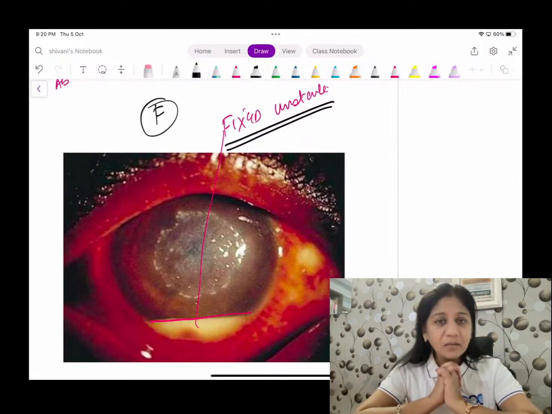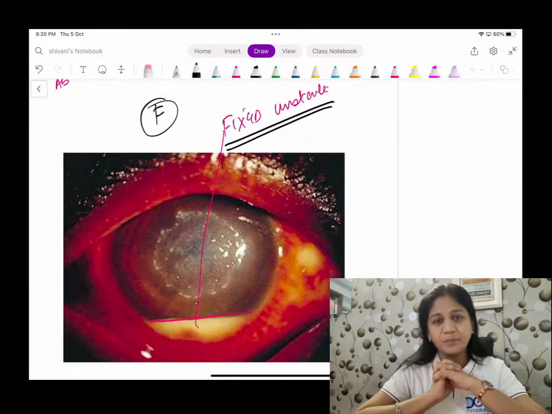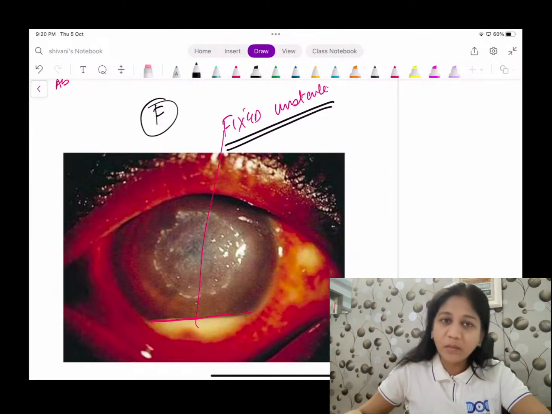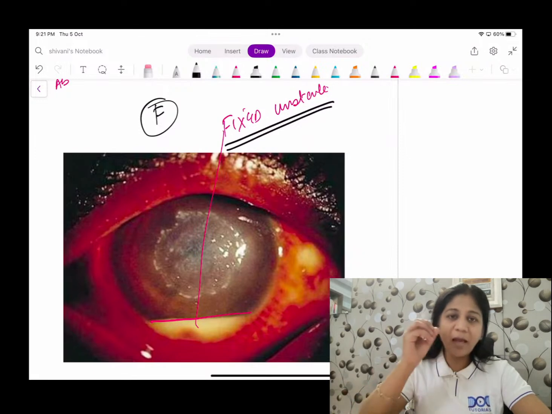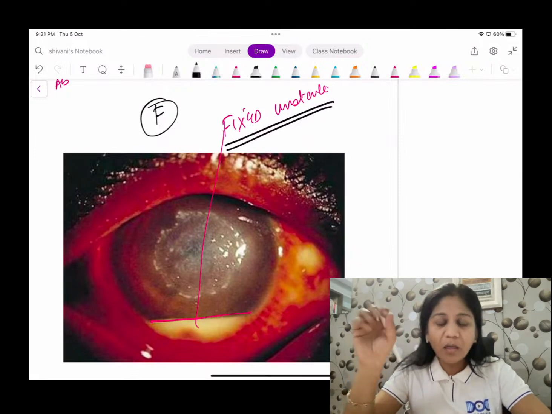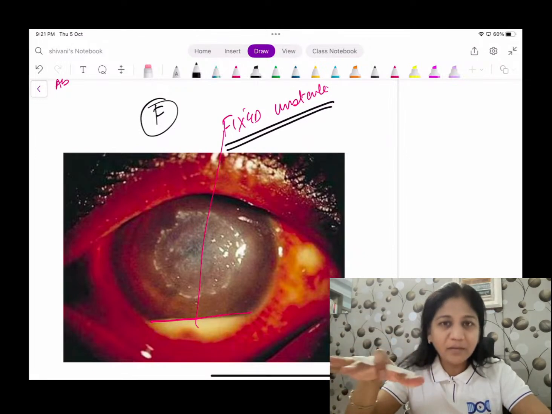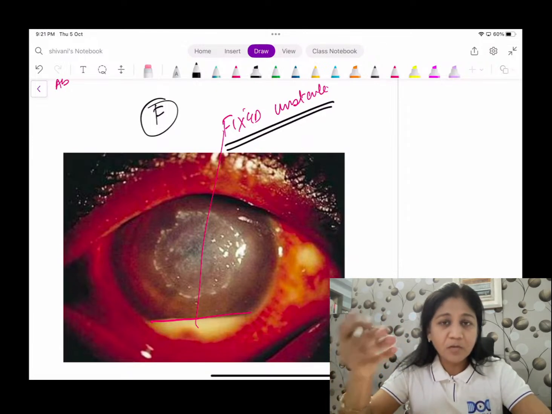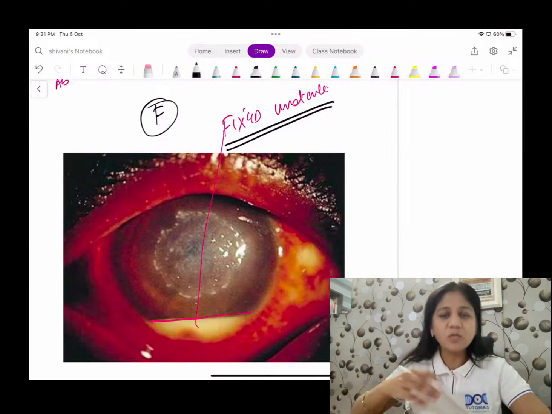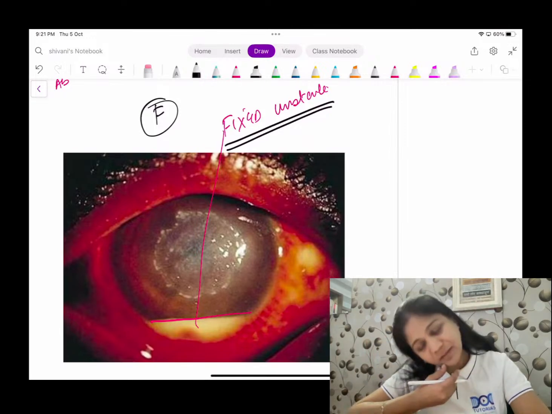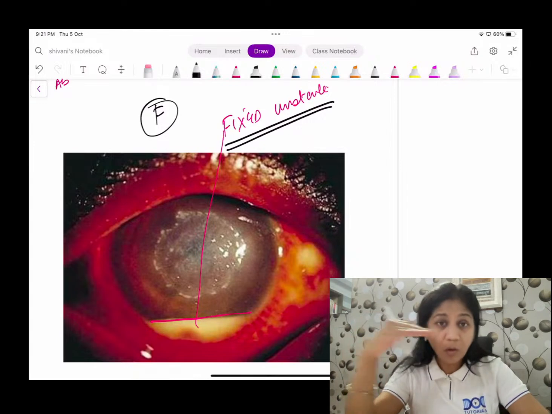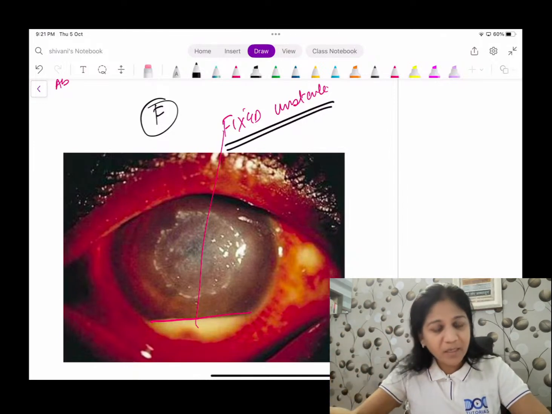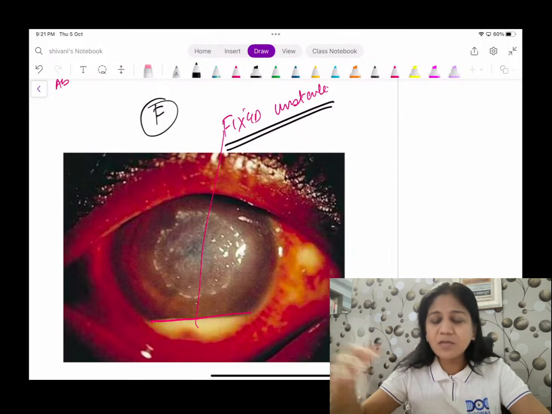Now what is the reason that the hypopyon is fixed? The reason is that the fungal hyphae get mixed with the pus. So if fungal hyphae are mixing with the pus, it doesn't remain a liquid thing. It becomes a semi-solid thing. That's why when you ask the patient to move the head like this, the level of the hypopyon remains stable. It doesn't move, like in case of bacterial ulcers or uveitis.